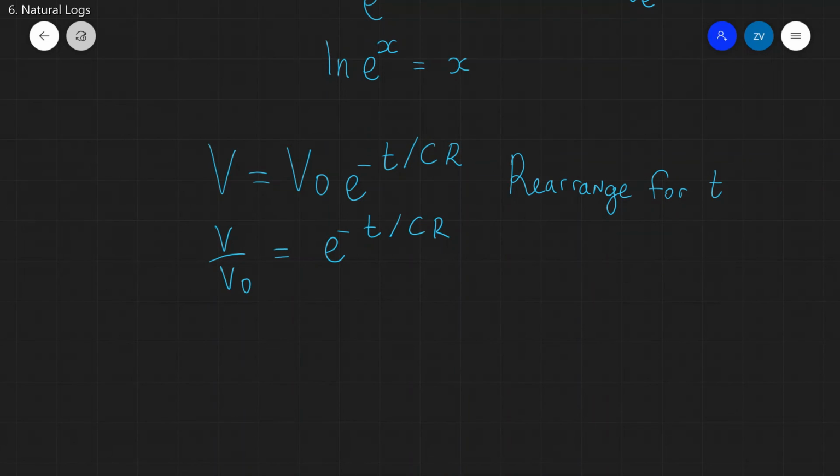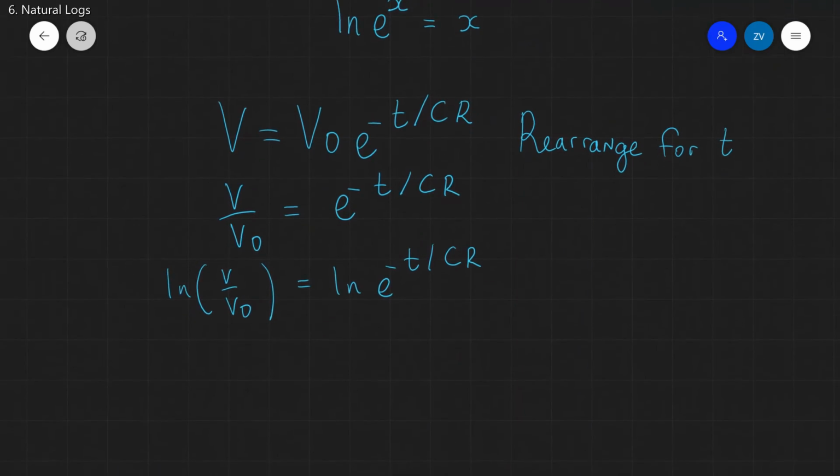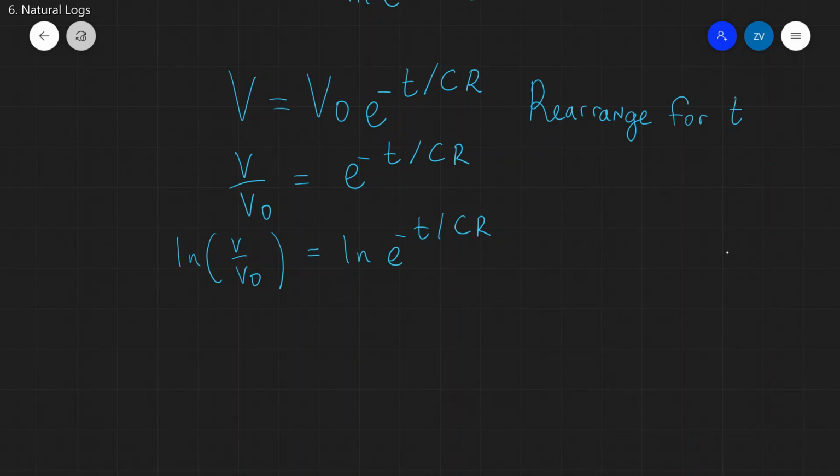I'm going to take the natural log of both sides. I'm going to do ln of V over V naught is equal to the ln of e to the minus t over CR. And what we can do afterwards is write down on the left hand side we have ln of V over V naught, so this is actually equal to ln of V minus the ln of V naught. Remember, this was the rule for dividing logs, we take them away, and this will be equal to ln of e to the minus t over CR.